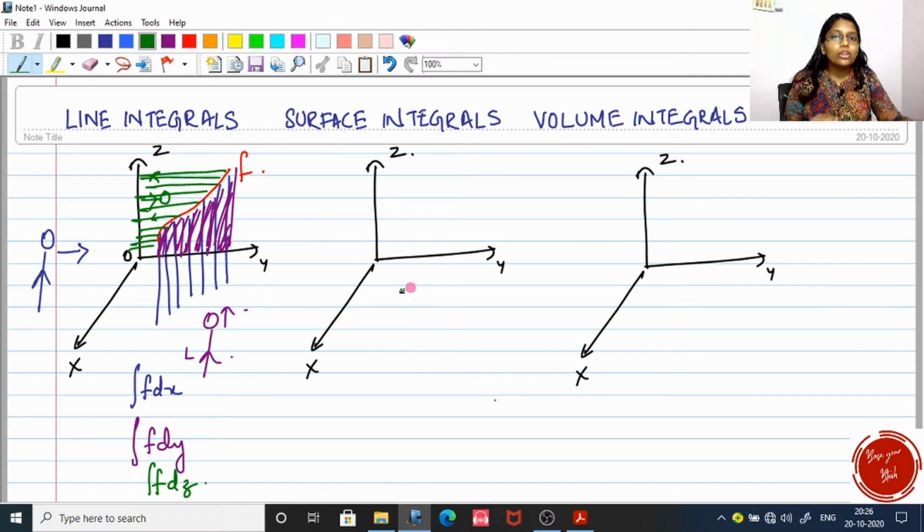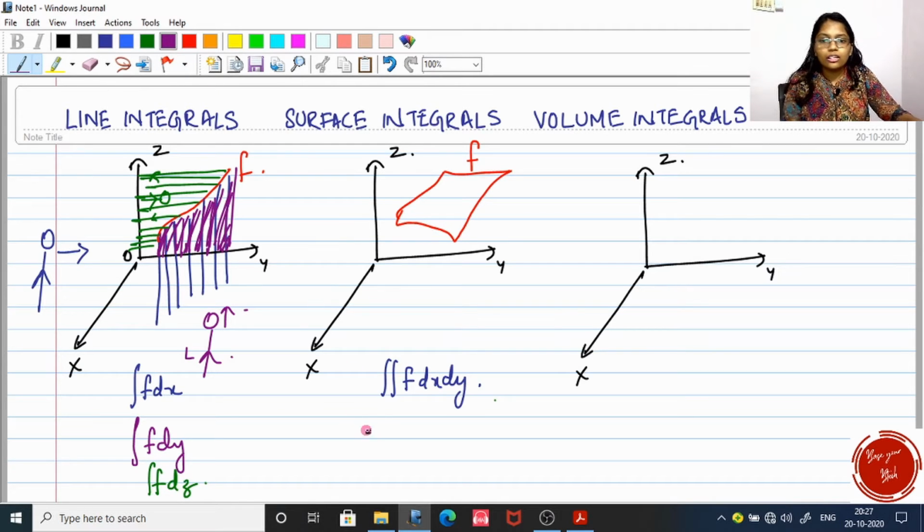Now let's move on to surface integrals. For a surface integral, we have some surface. Here also we can have three double integrals or surface integrals, that is double integral f dx dy, or double integral f dy dz, and lastly double integral f dx dz.